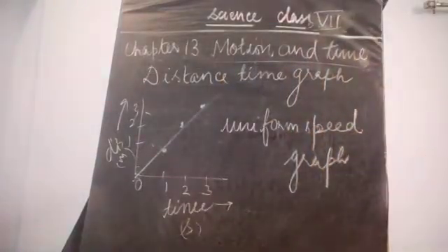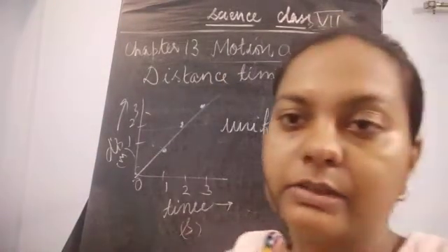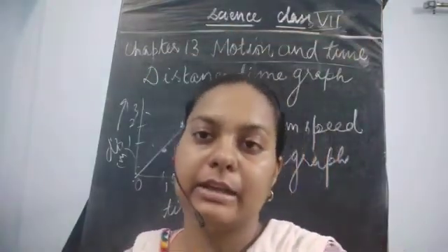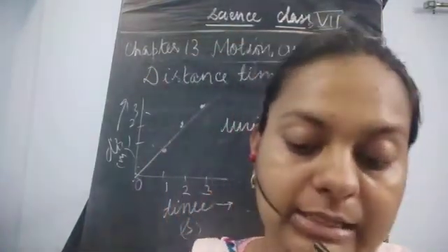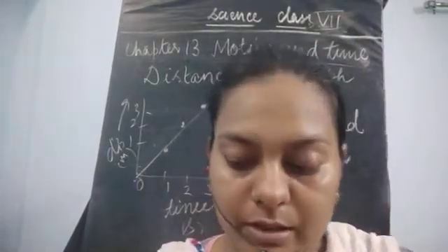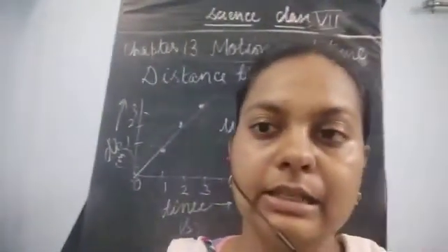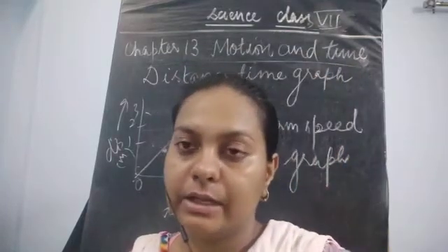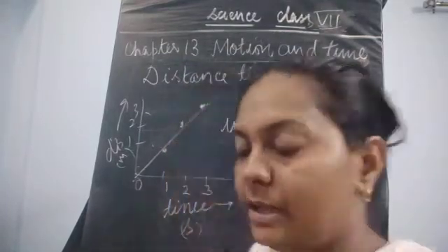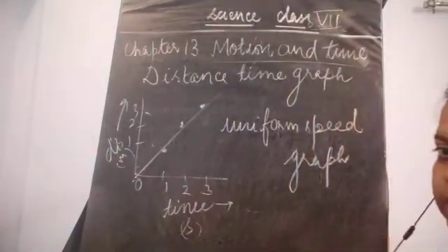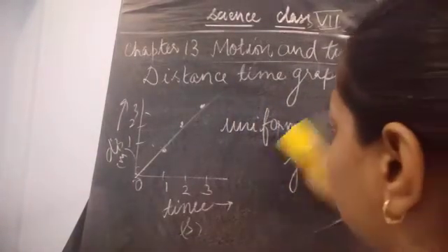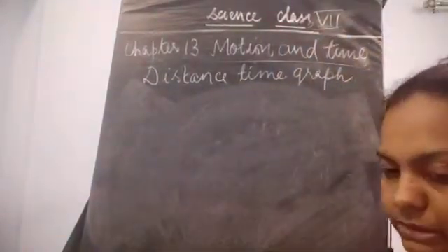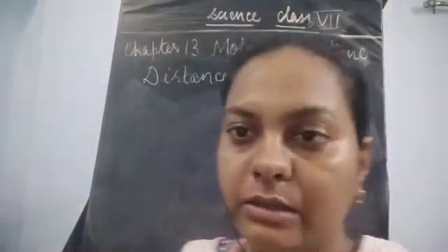So when we join the points, we can see that it is forming a straight line. Whenever we have a straight line, it shows uniform motion as well as uniform speed. Okay, so this is very easy to understand: whenever equal distance is traveled in equal intervals of time, we can easily tell that it is a uniform speed graph. Similarly, what to do if we calculate the non-uniform speed?